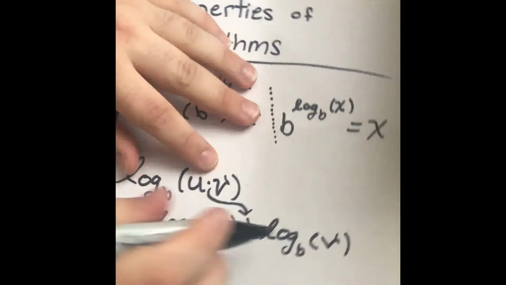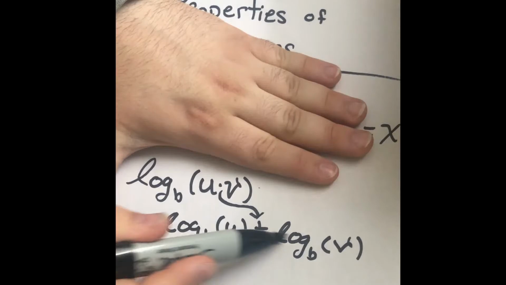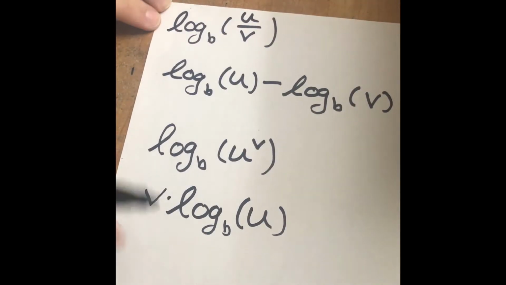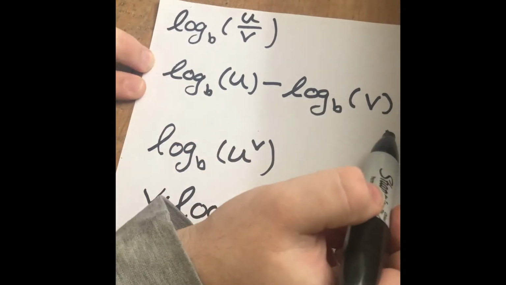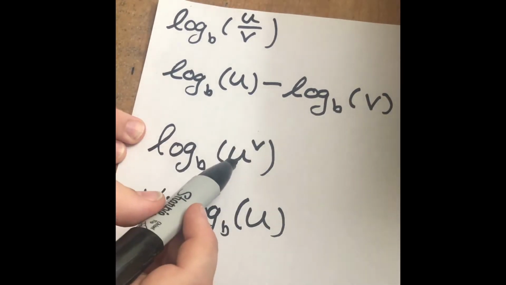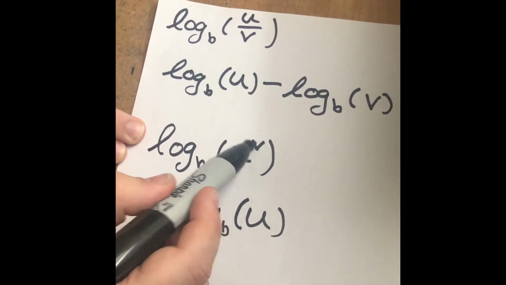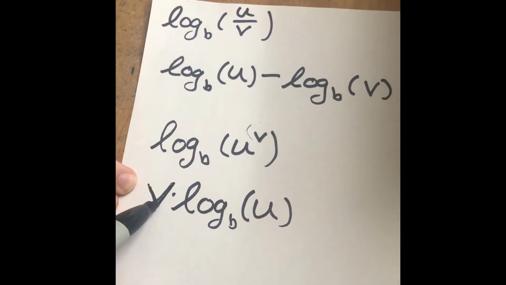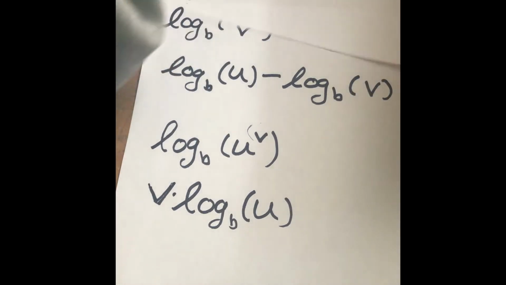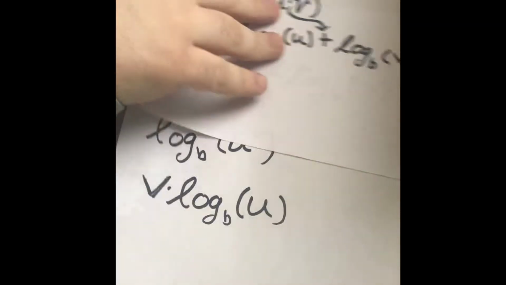So the main things are, if you have two terms being multiplied, you end up with two adding logarithms. If you have two terms being divided, those end up separating as two subtracting logarithms. And if you have an expression being raised to a power, that power becomes a multiplier to the entire logarithm. So now I'm going to go through some examples of how these work out.